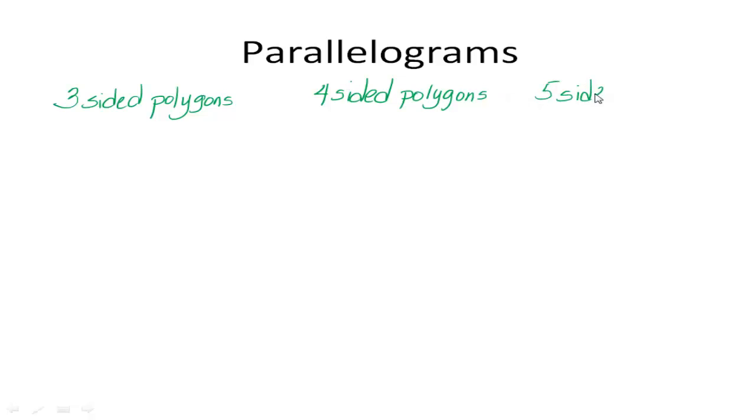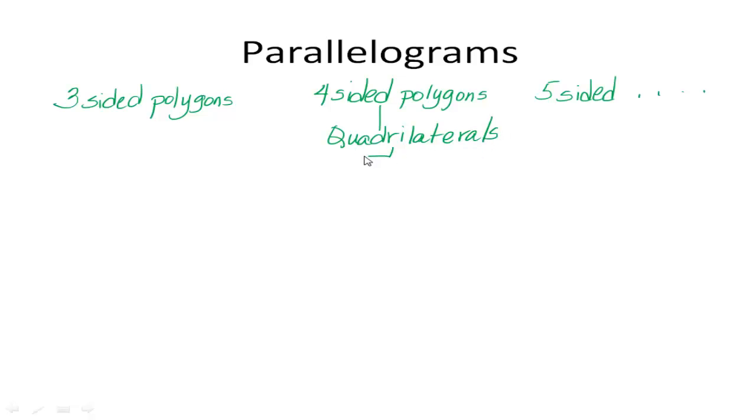When we talked about three-sided polygons, those were our triangles. And then we talked about our four-sided polygons, which are our quadrilaterals. You can have many-sided polygons, like five-sided polygons, which are pentagons, etc. For four-sided polygons, we have our quadrilaterals, and that's where we're at right now.